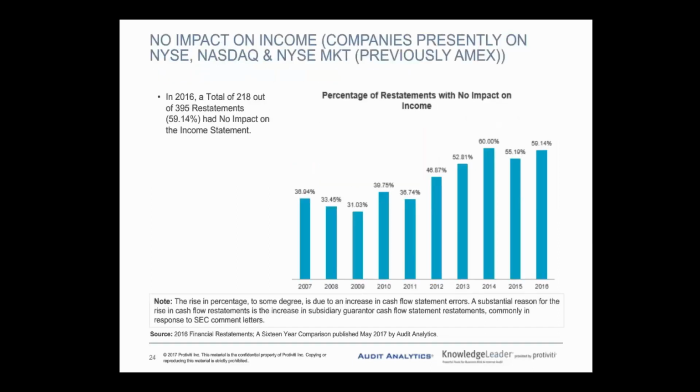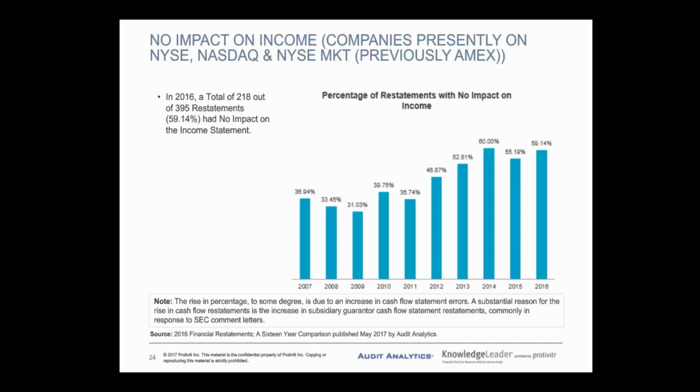In terms of how many of the companies actually have a restatement that has an impact on income, here we've examined those companies traded on those three major exchanges that we mentioned. In 2016, 218 out of 395 restatements had no impact on the income statement, which was 59% of restatements. That was high. The high was in 2014 at 60%, but you can really see since 2009 to present, it's been a steady increase with more and more restatements having no impact on the net income.